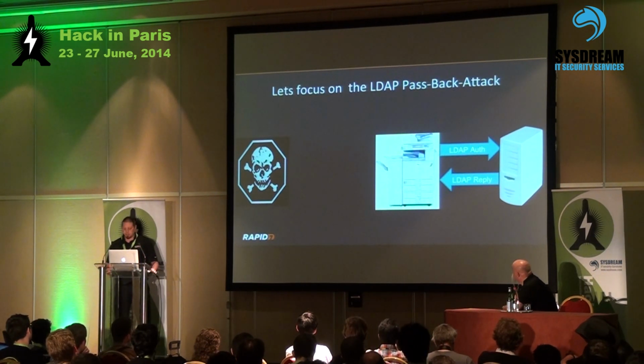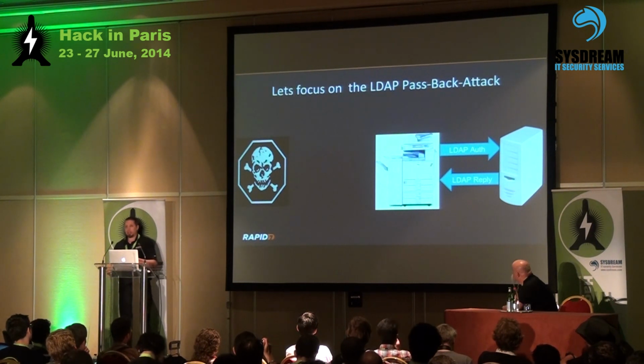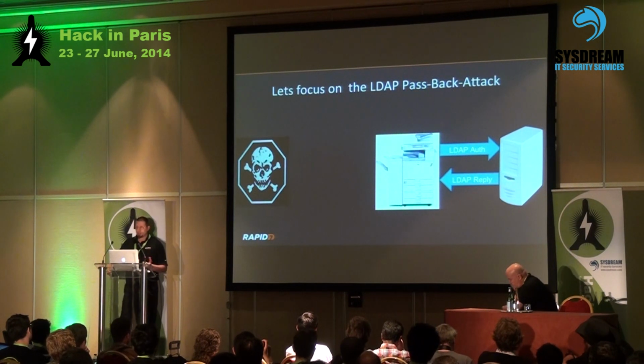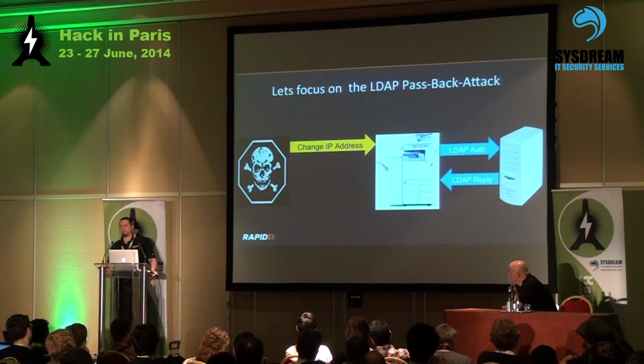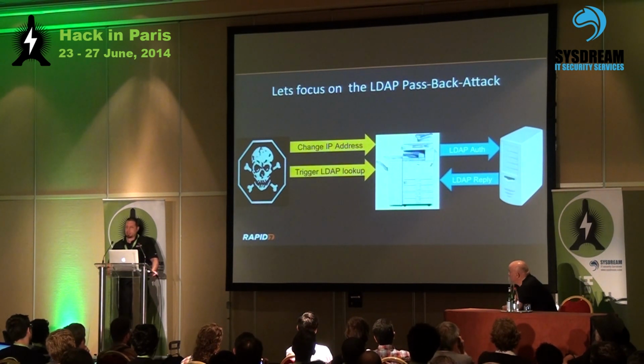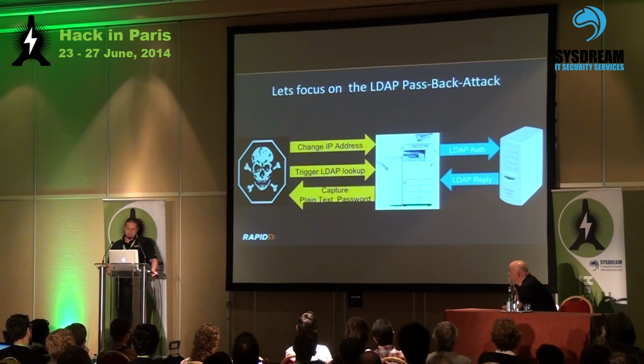So how can we take advantage of this? How can we intercept those credentials or get access to those credentials? It's pretty simple. All we need to do is log into the management interface, find the LDAP server setting, and change it to our IP address. Then we say, hey printer, go search for this address, see if you can find an email address so I can send this document. The printer says, all right, let's do it. Then it sends me the credentials in clear text.